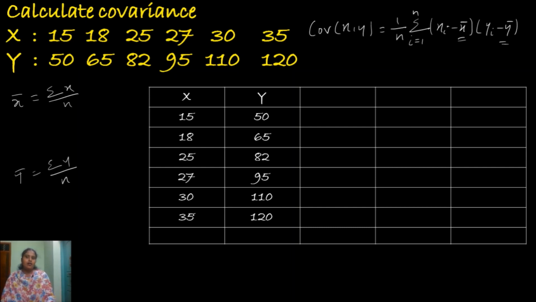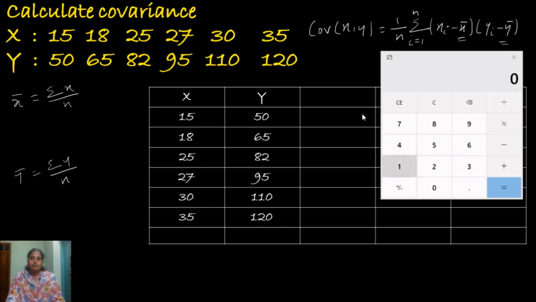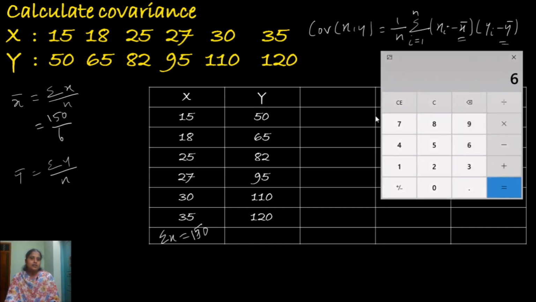Now if we add all values of x, we get 15 plus 18 plus 25 plus 27 plus 30 plus 35, we get the total as 150. That is, the sum of all values here is 150. So x bar is equal to 150 over the total number of values of x, which is 1, 2, 3, 4, 5, 6. Totally there are 6 values. If you divide this by 6, you get 25.